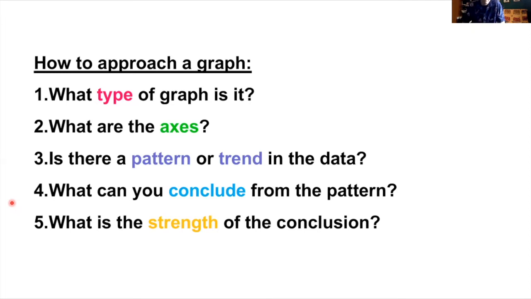Can you see how is this data relating to another data, any other piece of data? What's the relationship between one and the other? Given this, what can you conclude from the pattern? If you're looking at the relationship between two factors, is it positive? Is it negative? What can you then say? And finally, what is the strength of the conclusion you're drawing? Okay, I'm going to go through that on the next page. I'll show you how we do it.